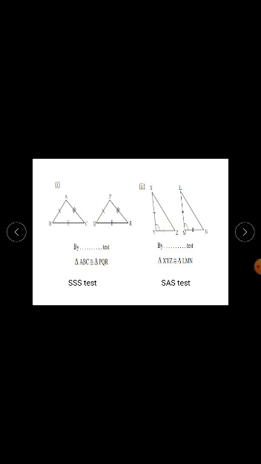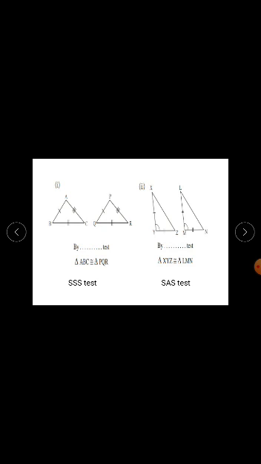means side AB is congruent to side PQ. Here two identical lines, here also two identical lines, means side BC is congruent to side QR. Here three identical lines, here also three identical lines, it means side AC is congruent to side PR. So by the dash test, triangle ABC is congruent to triangle PQR. So by which test? By the SSS test. So these two triangles are congruent by the SSS test.